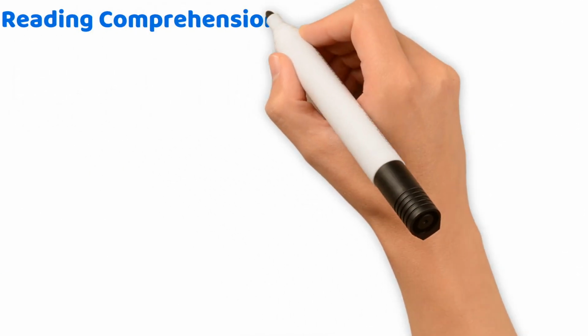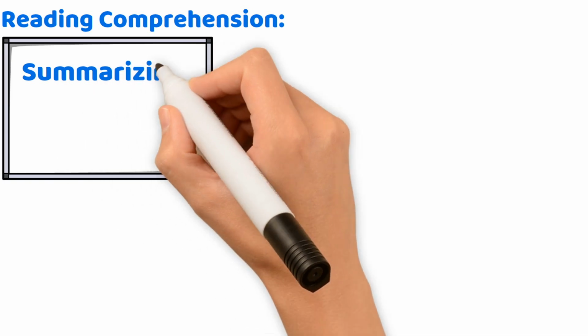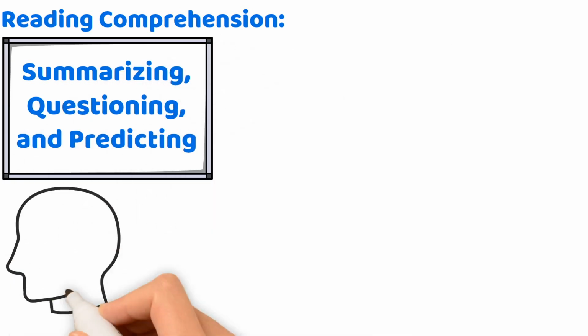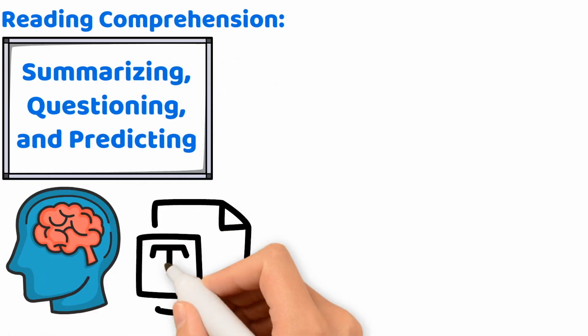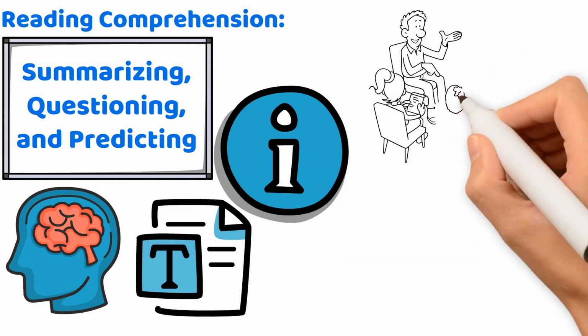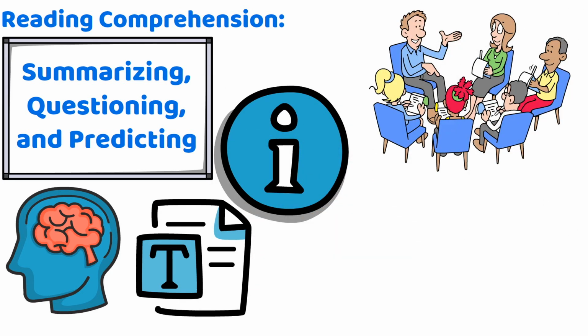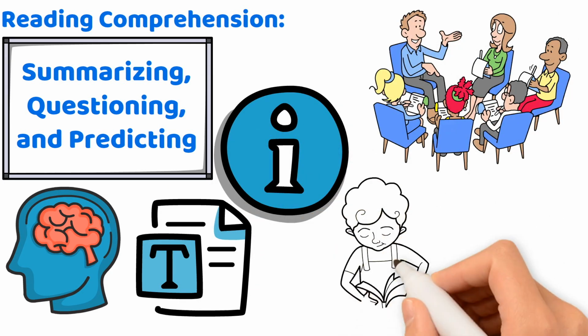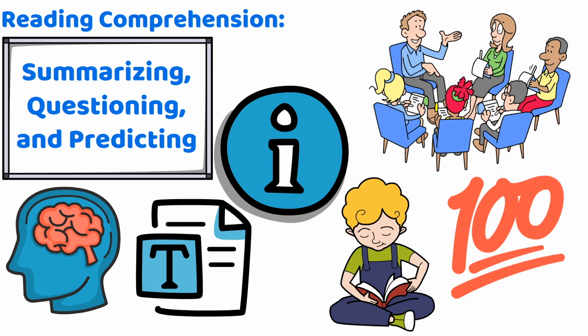Reading comprehension. Employ strategies like summarizing, questioning, and predicting to deepen understanding. Encourage students to annotate texts, highlight key information, and discuss their thoughts. This active engagement helps transform passive reading into a more dynamic learning experience.